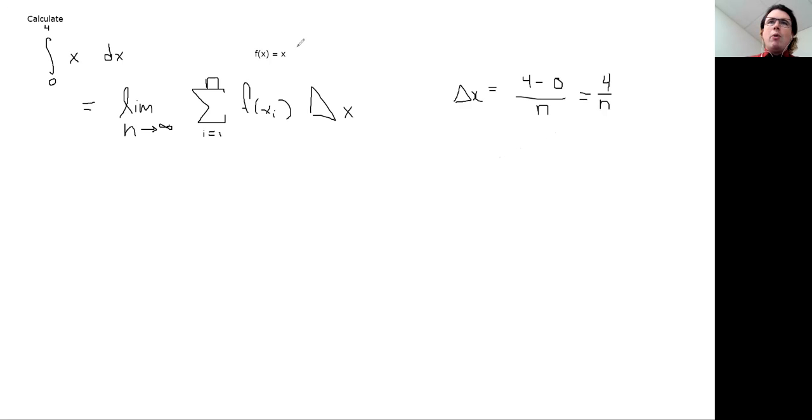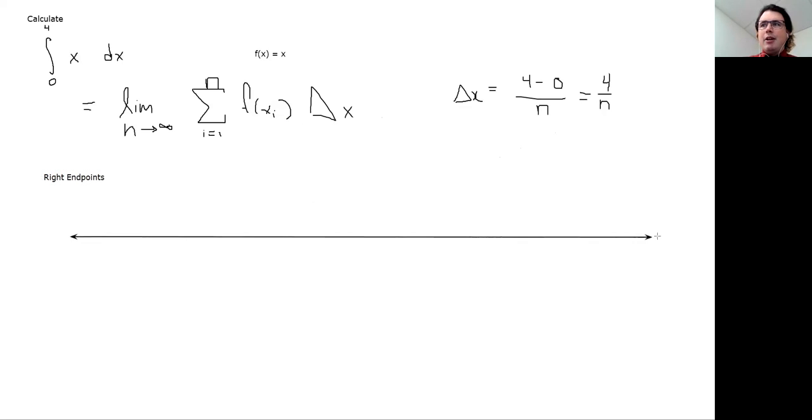Now, if I'm going to make this calculation, I would like to know what my x values are going to be, right? What's my x sub i? I have some different choices. Let's go ahead and use right endpoints. So that if I think about this, here is my number line. I'm starting at 0. I'm going all the way up to 4.